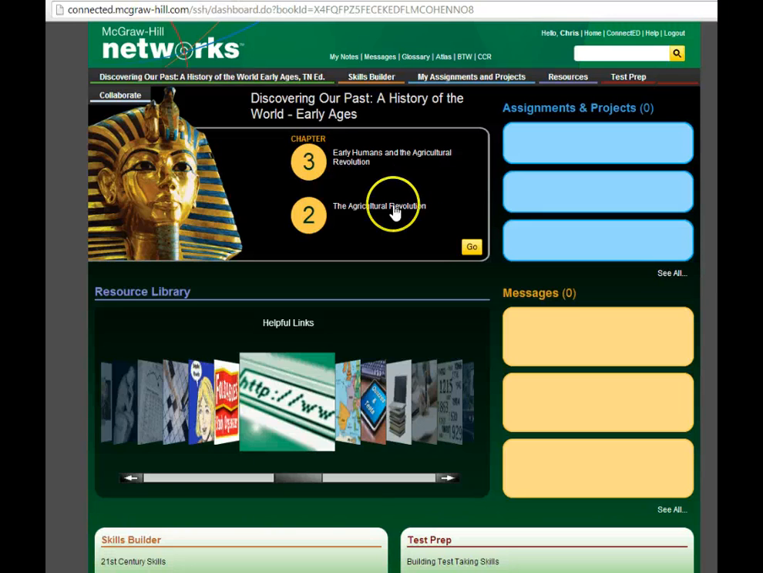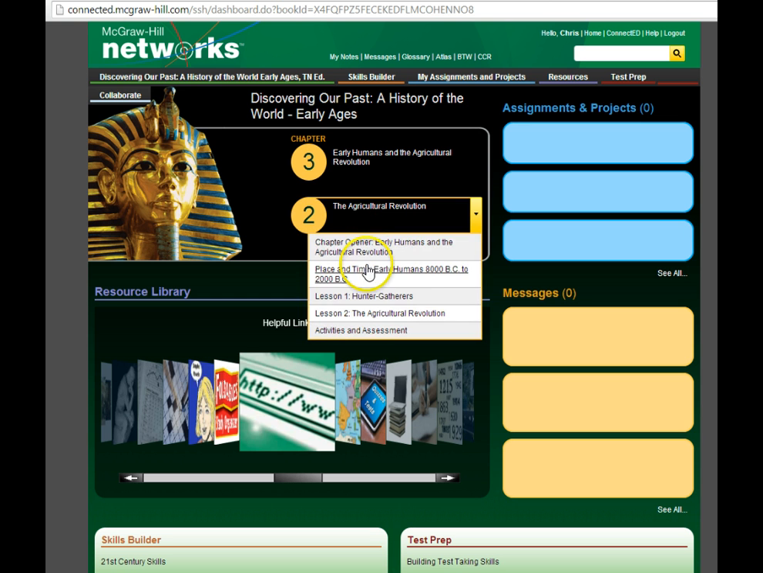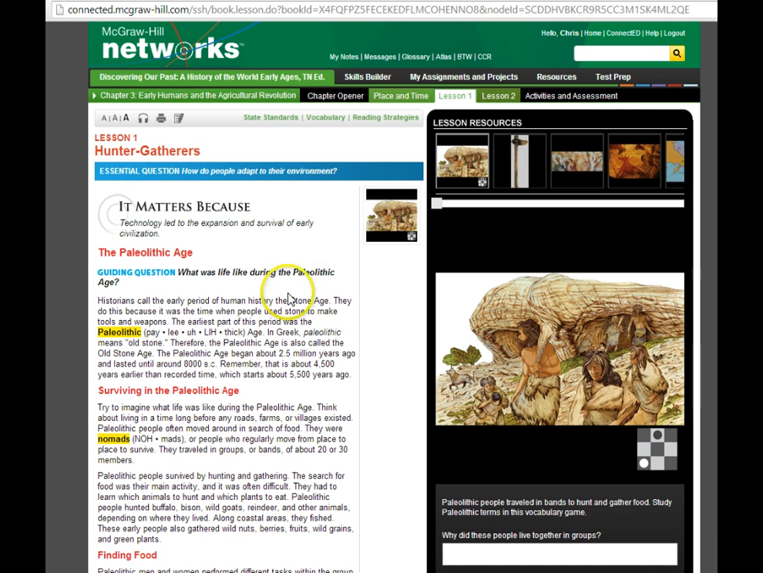When you're accessing the online text, you want to find the correct chapter that we're in, Chapter 3, Early Humans in the Agricultural Revolution. And let's start with Lesson 1 on hunter-gatherers. You'll see some of the same information that we've been looking at this week as you've been studying the hunter-gatherers. Now, Thursday in class, we're going to really use the textbook exclusively to help you put together your 3 paragraphs.